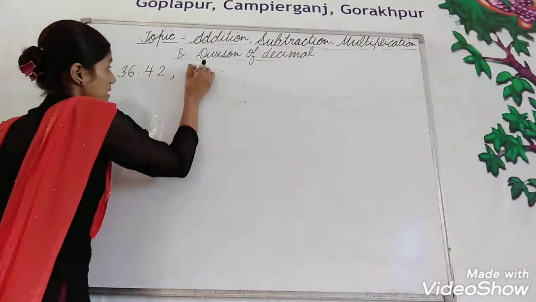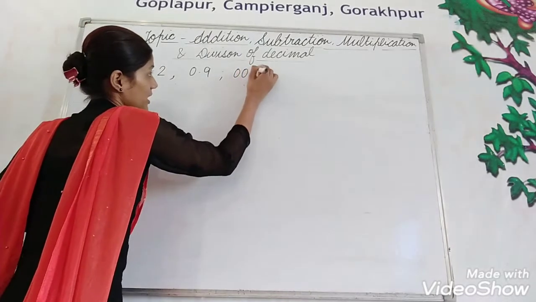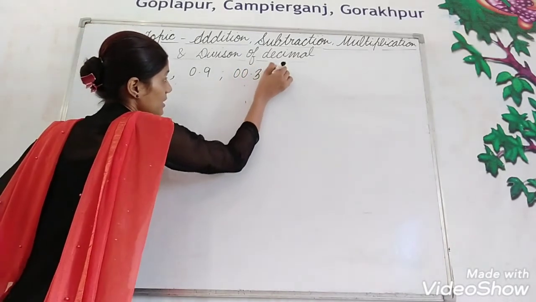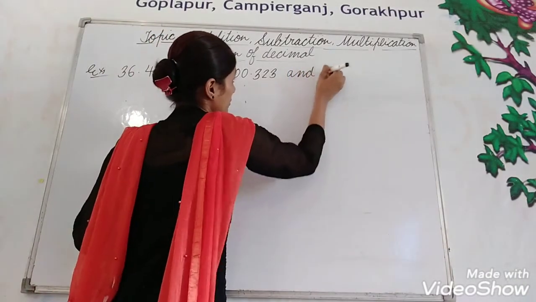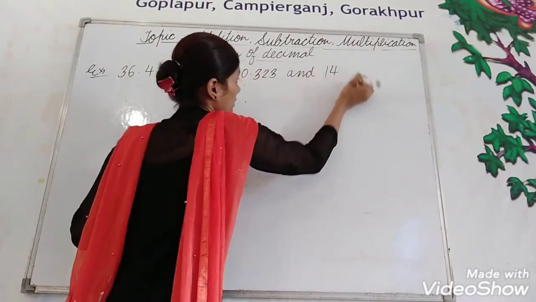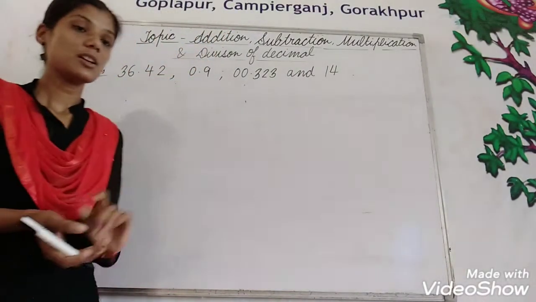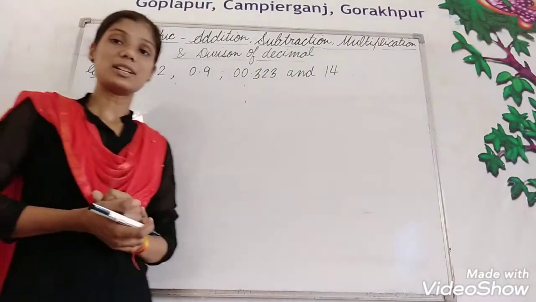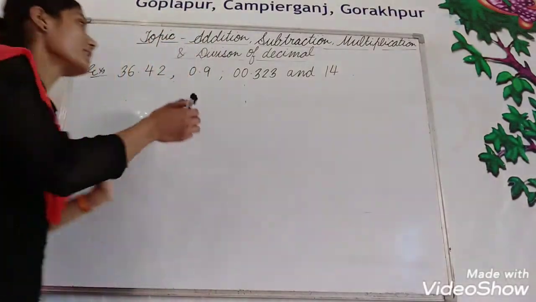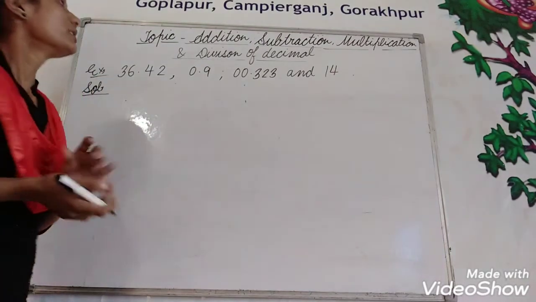36.42, 9.2, 0.323, and 14. This is your example. So first we convert the given decimals into like fractions. First we convert all the numbers into like fractions.